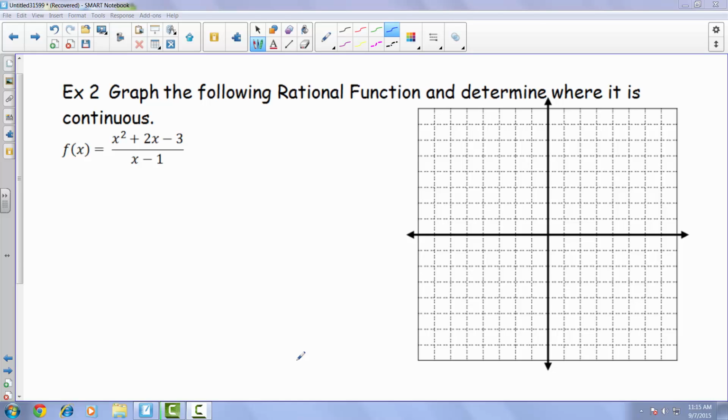Here we are looking at example 2 from our 1.4 set of notes. We're asked to graph the following rational function and determine where it is continuous.